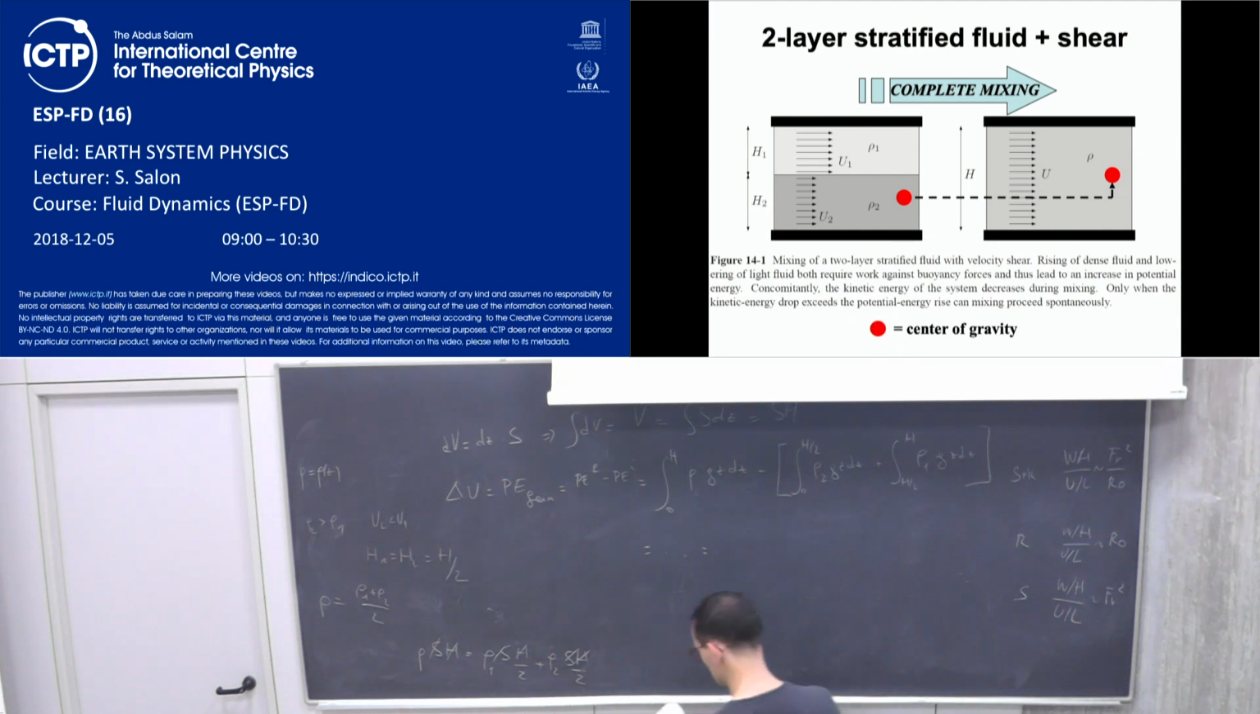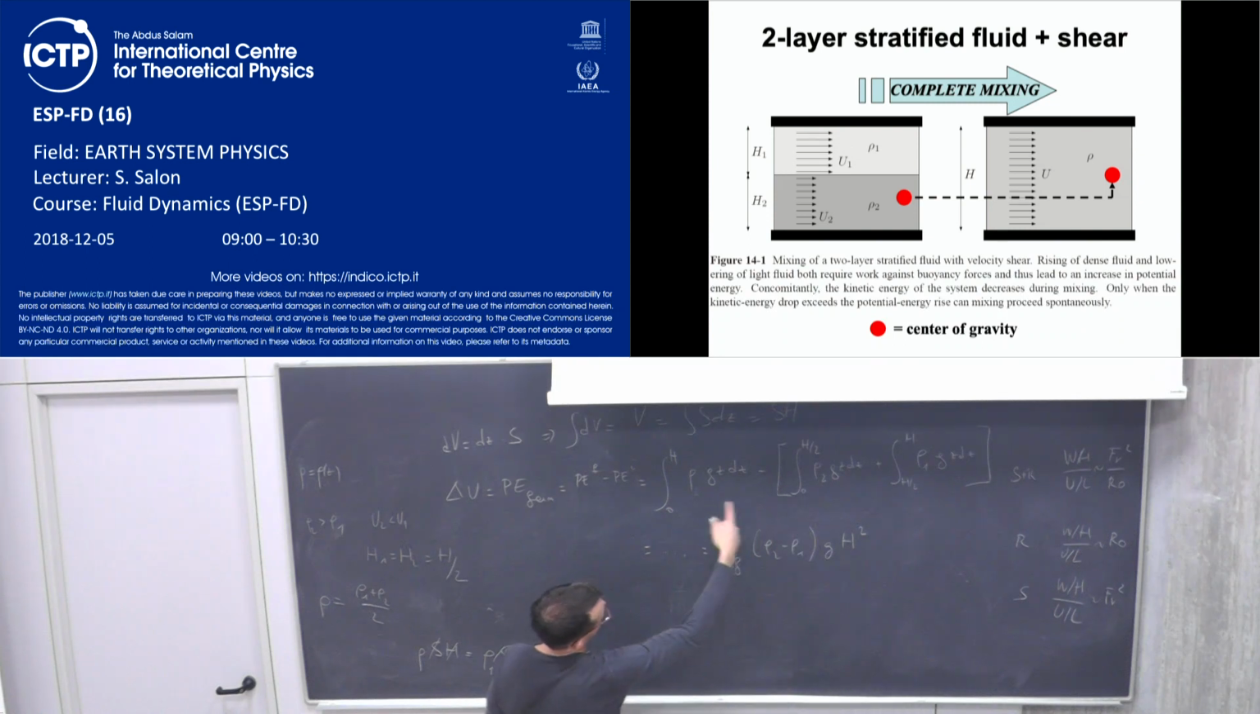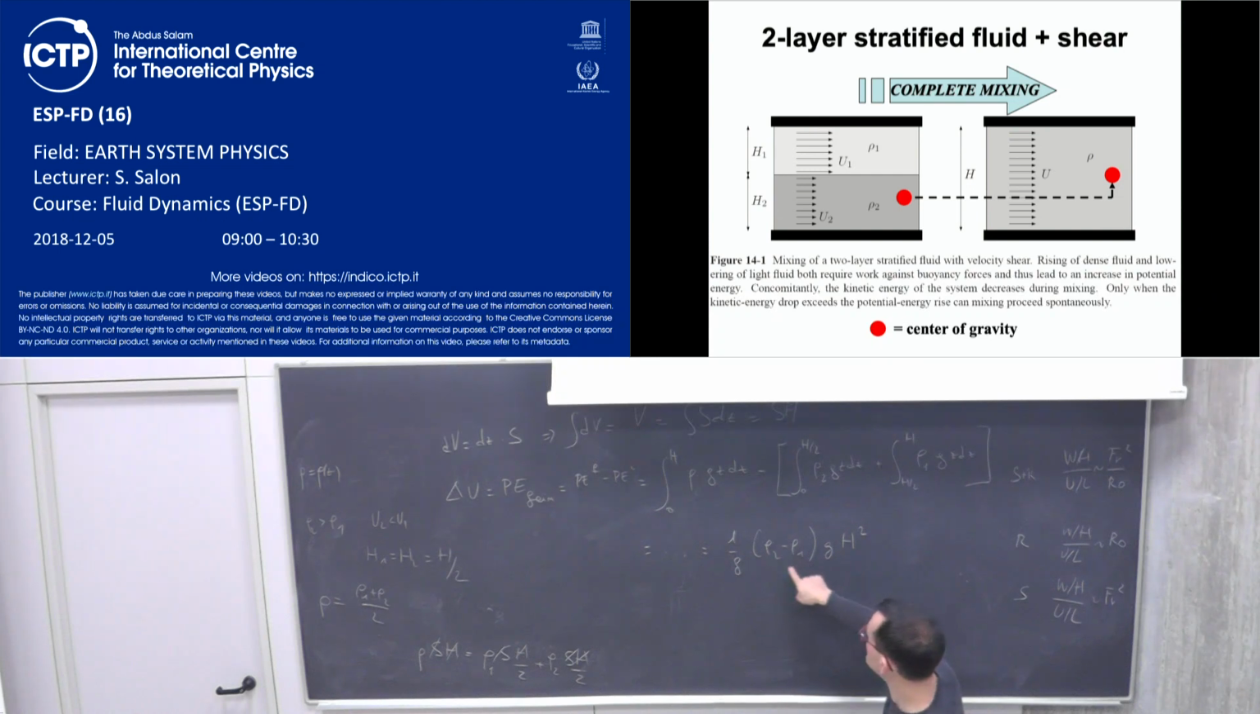that you can do as homework, what we will obtain is 1 over 8 (rho2 minus rho1) g h squared. It's very easy, okay? So this is really very easy. So now, yes, this is the difference of density. So this scales like delta rho, okay? So this is our rho prime, okay?